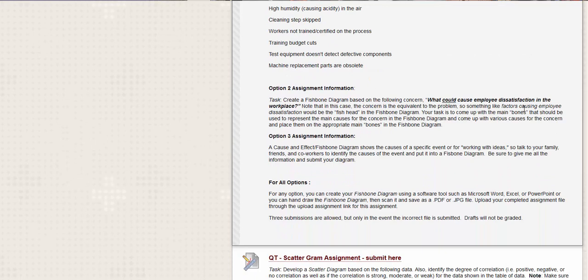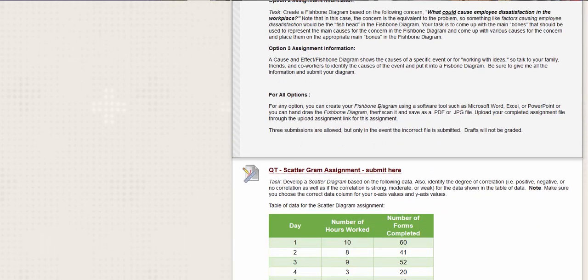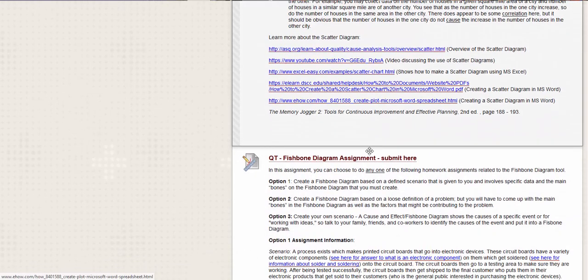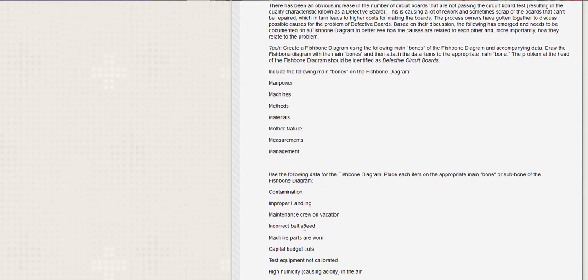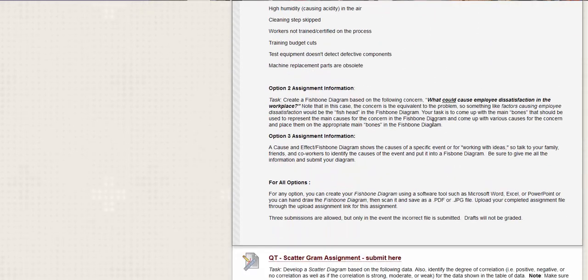Optional, what could cause employee dissatisfaction in the workplace? And option 3 is come up with one of your own. Okay, so you have to submit a fishbone diagram, and you do that here. You can do it in Word, you can do it in Excel, you can hand draw it, take a picture and submit it. I'm completely okay. I need to see that you did a fishbone. And like I said, we give you the main bones and the sub bones right here, but you can certainly come up with your own.